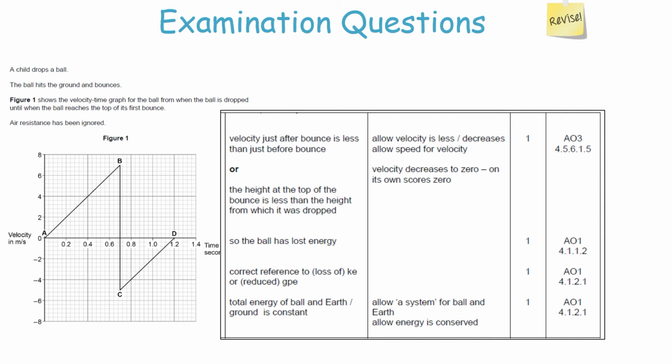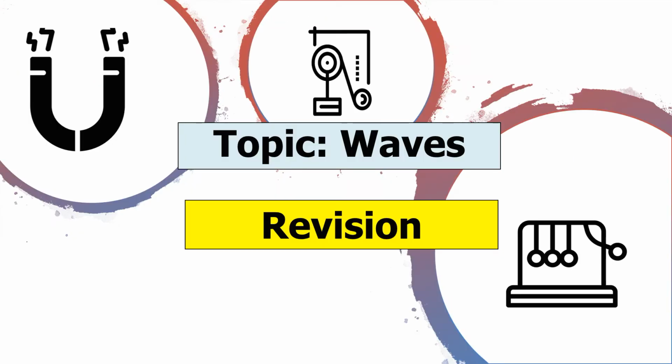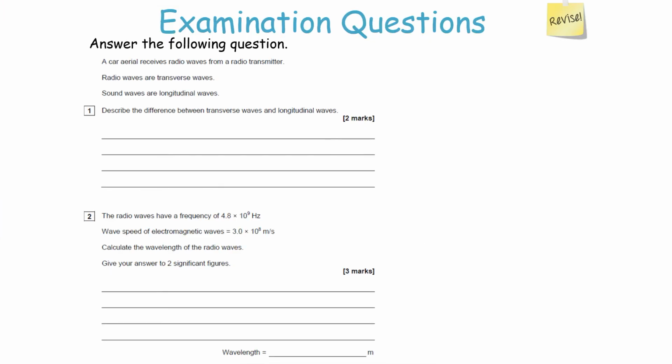Work has been done. Let's now have a look at the topic of waves. So let's have a look at the following question. A car aerial receives radio waves from a radio transmitter. Radio waves are transverse waves, sound waves are longitudinal waves. Describe the difference between transverse waves and longitudinal waves.